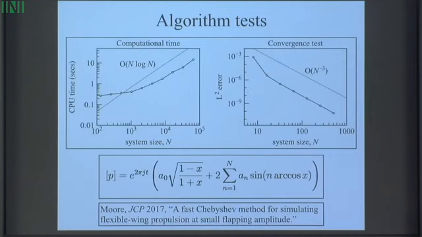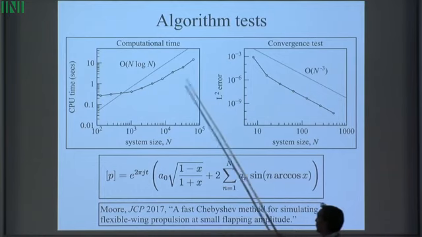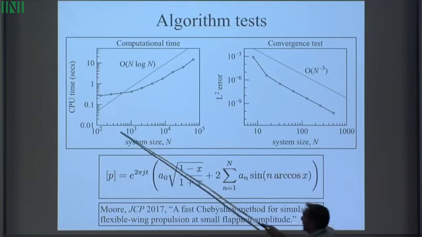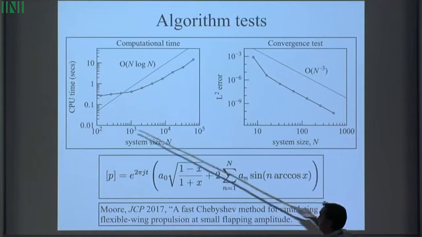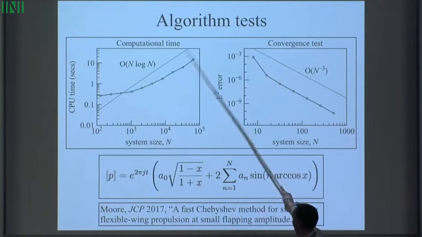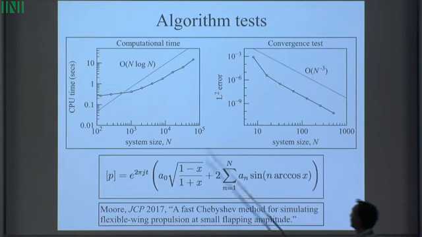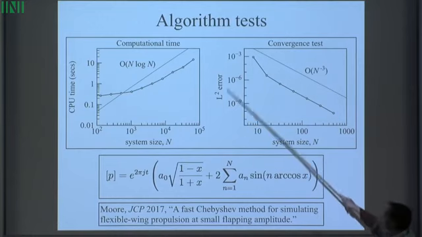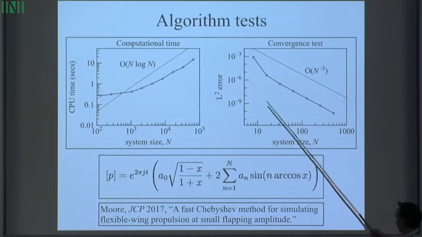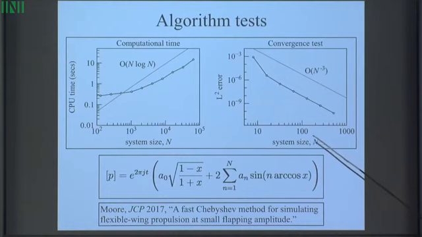Okay, so this is tests of the algorithm. Just to verify the order n log n complexity, as I increase the number of collocation points, this is the CPU time, and you see that it does grow like linearly, order n log n in time. And then the accuracy, this is a convergence test, where I measure the L2 error against an exact solution, or an asymptotic solution actually, as the system size increases. And what I see is third order convergence here.